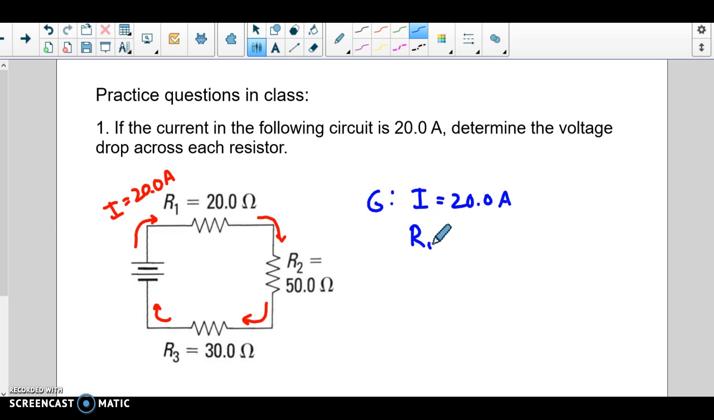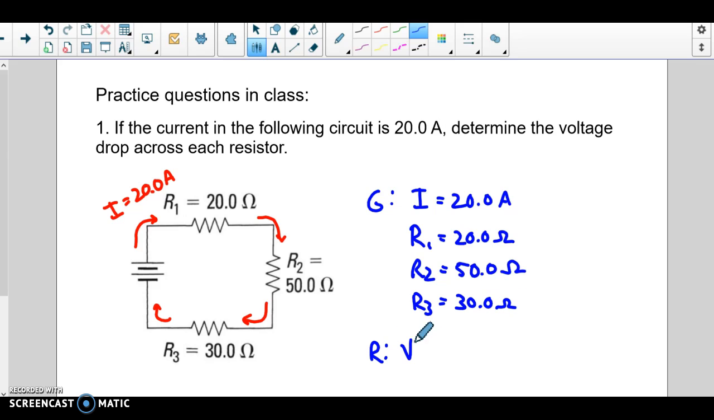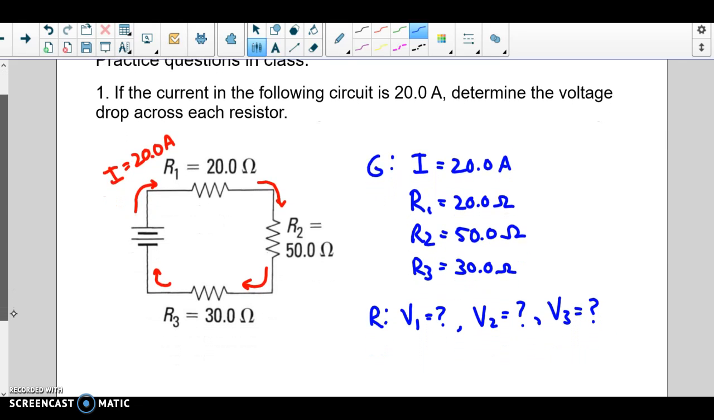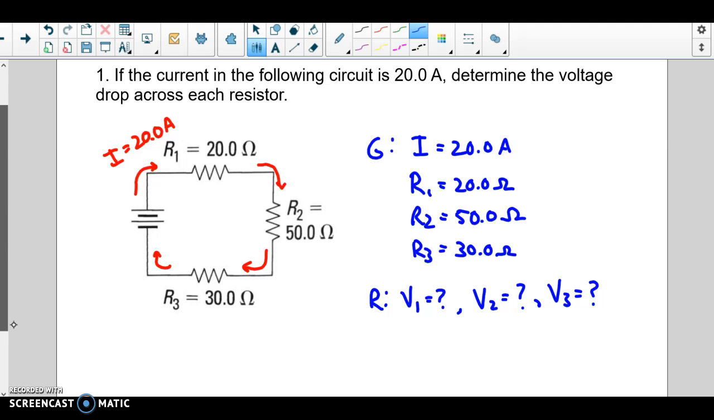I'm given the first resistance is 20 ohms. The second resistance is 50 ohms. And the third resistance is 30 ohms. I'm asked to find what is V1, then what is V2, then what is V3. And I'm going to have to use what I know about series circuits to figure this out.